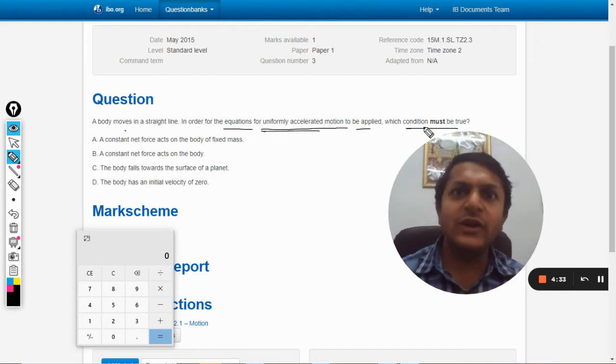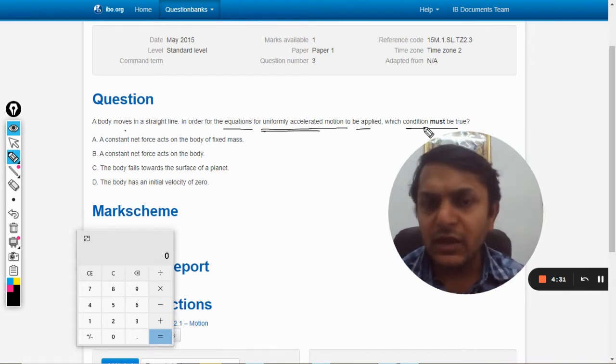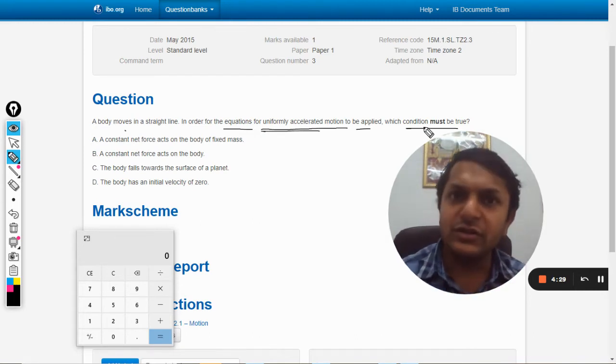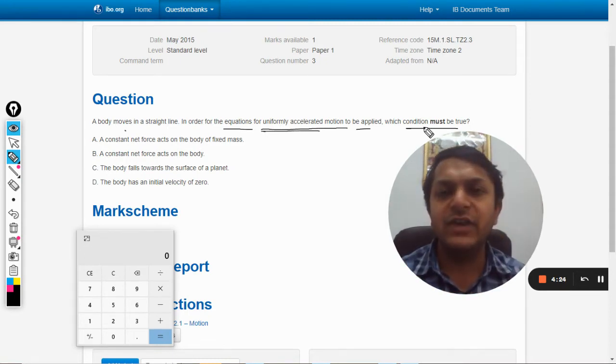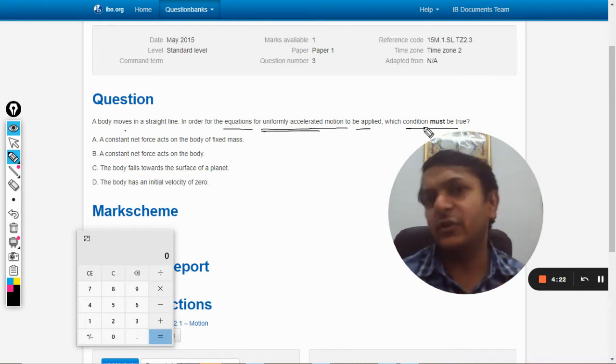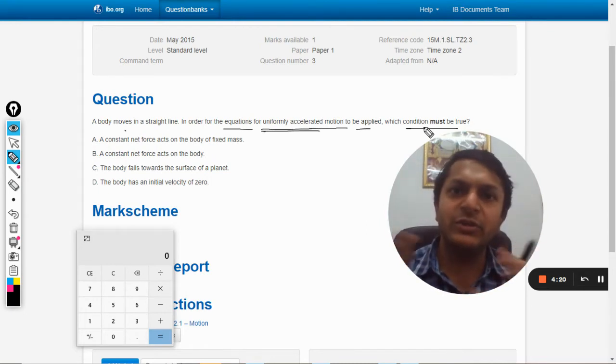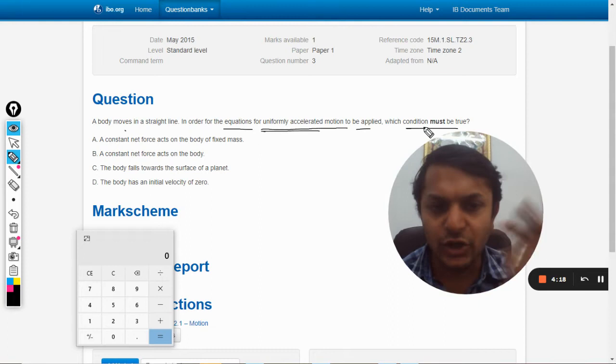These are the three equations that we derive, but we have a condition that the acceleration should be constant. That is the only condition that we apply while deriving these three equations. So acceleration has to be constant. That is the only condition. Let us see the options now.